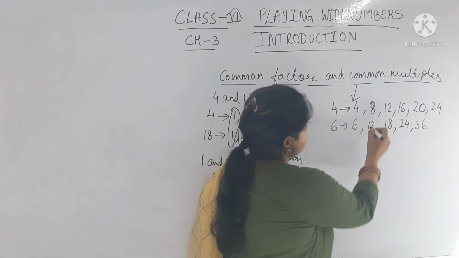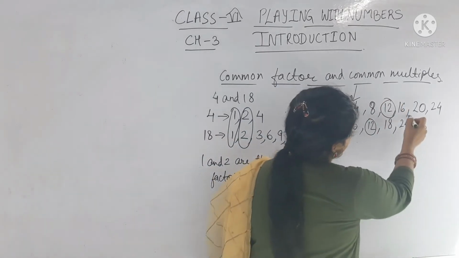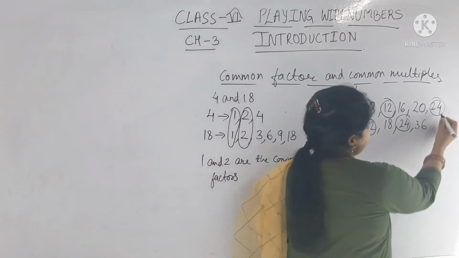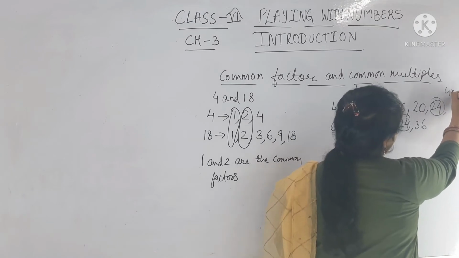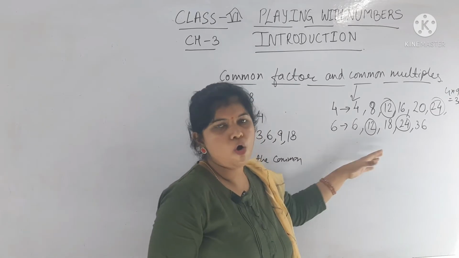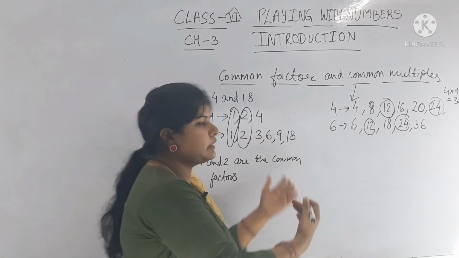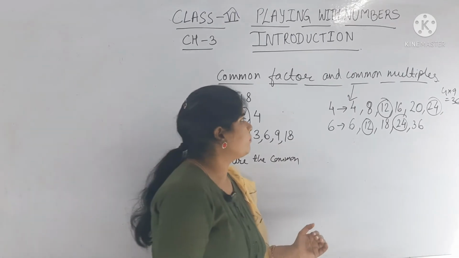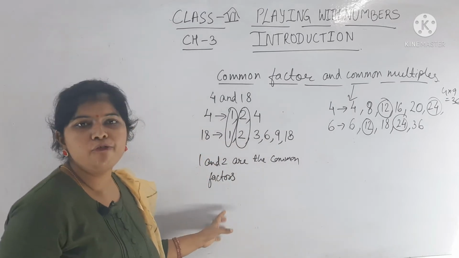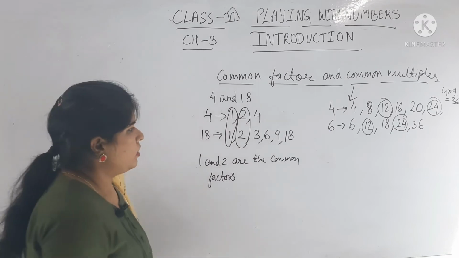Here you can see this 12 is common, and here 24 is common. This 36 is also common. If I write here 4 9s are 36, okay. So these are the common multiples: you have to write the multiplication tables and see the common numbers. Common multiples are infinite, whereas common factors are fixed, that 1 or 2.